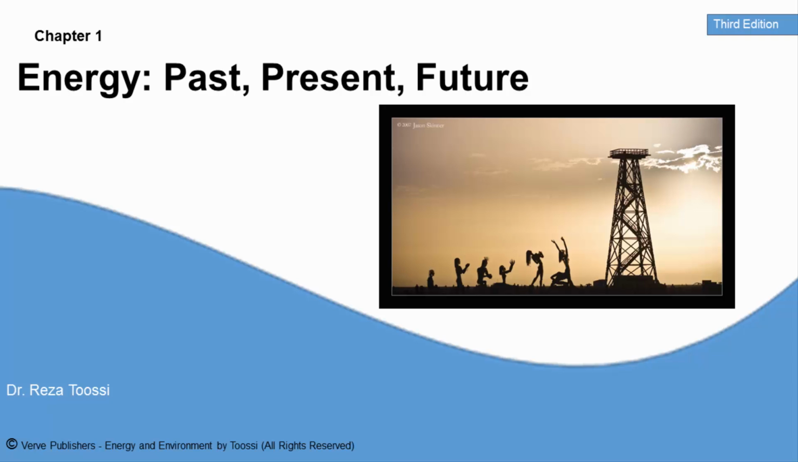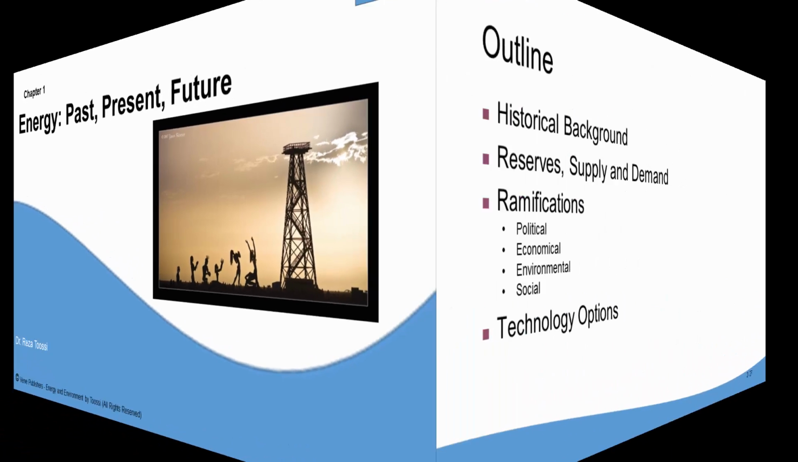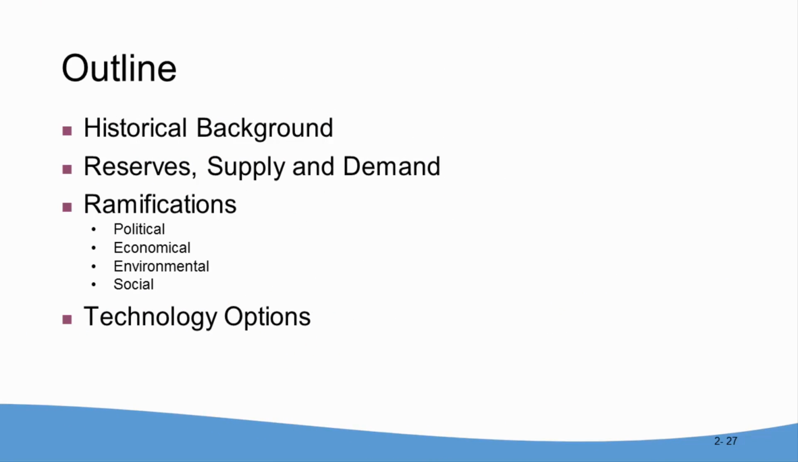This is chapter 1, the introductory chapter to the textbook, called Energy: Past, Present, and the Future. In this chapter we will discuss some of the historical background of how energy has been used throughout the human period, and we look at the reserves, supplies, and demands as they change, and the ramifications of energy as far as the political, economical, environmental, and social ramifications.